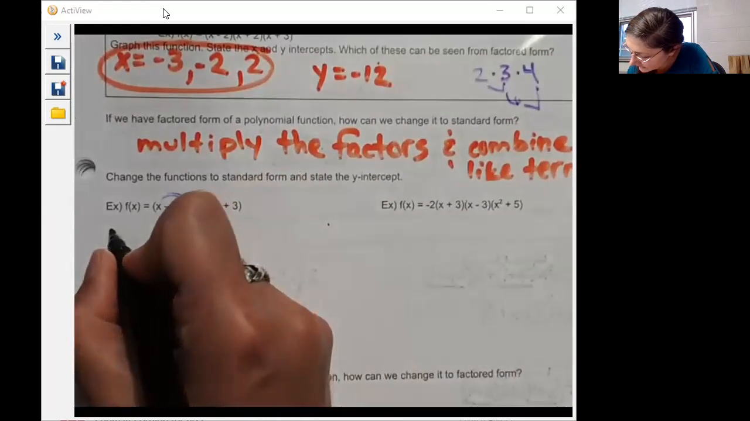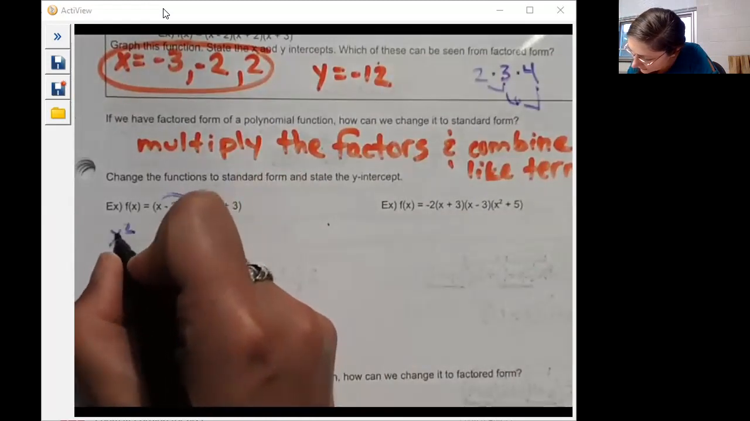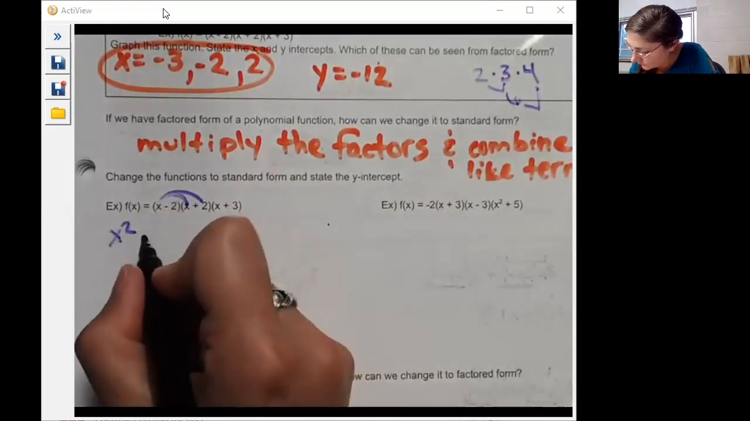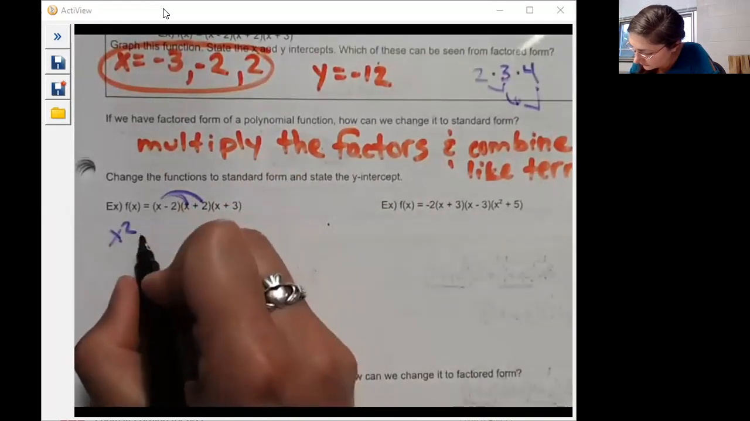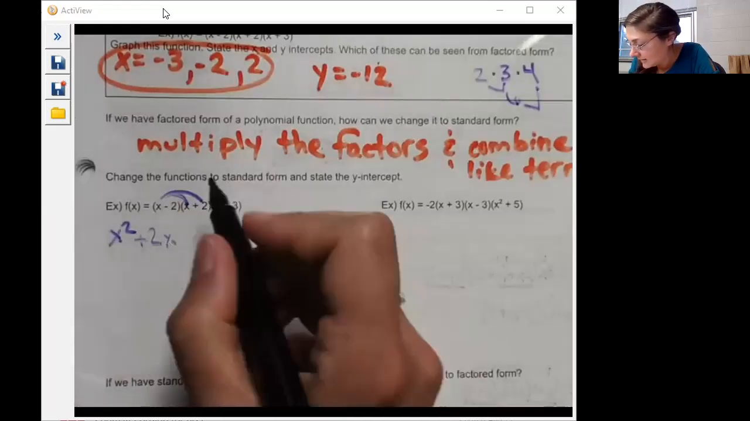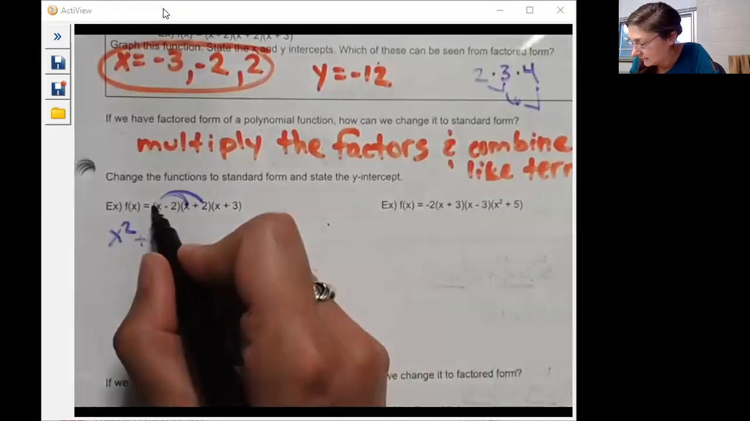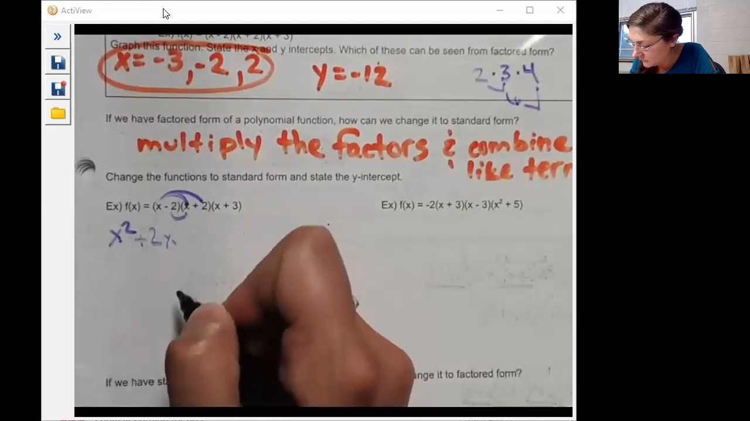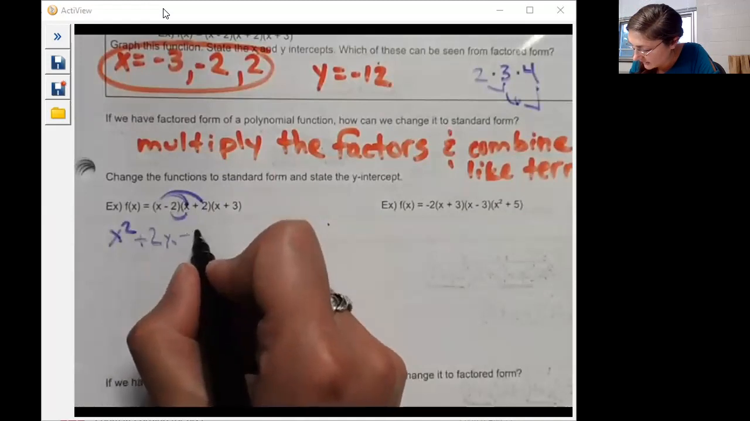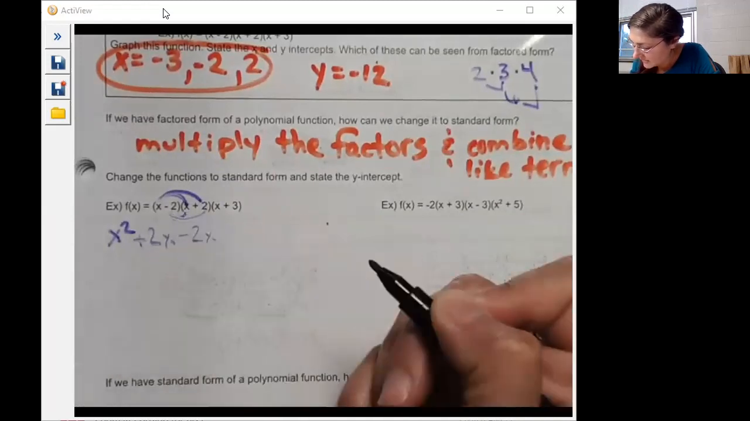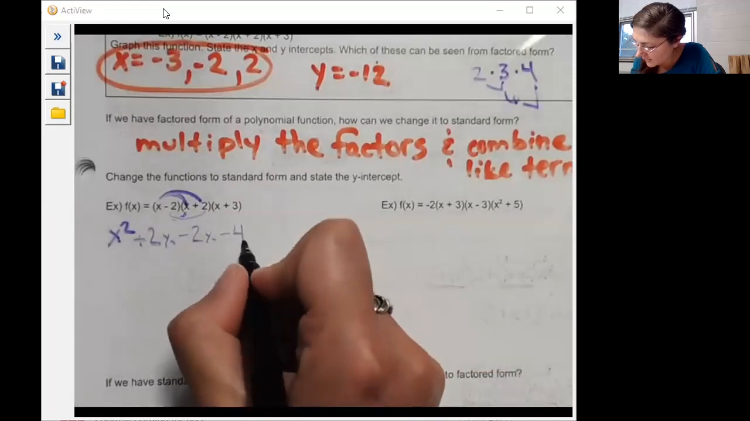So x times x would give me x squared. And then x times a positive 2 would give me plus 2x. And then I've exhausted all of the pieces here, so I'm going to come back and multiply that negative 2. Negative 2 times x would give me negative 2x. And then negative 2 times positive 2 would give me a negative 4.